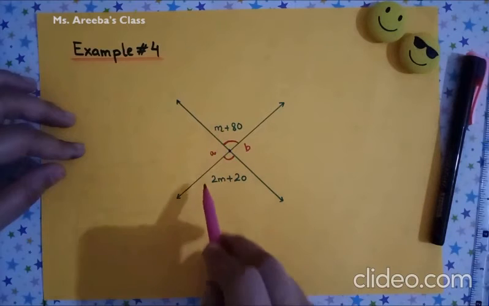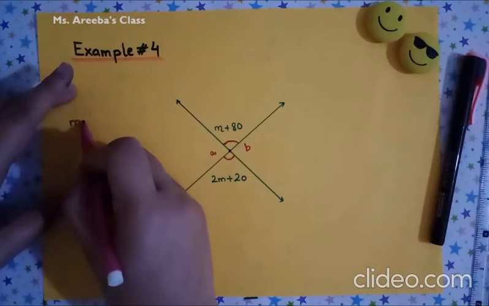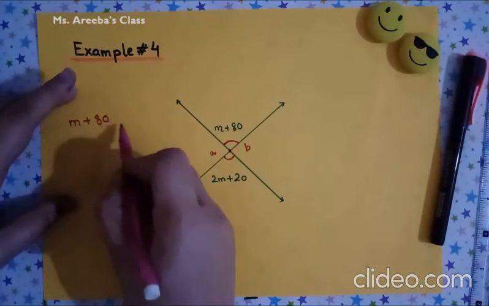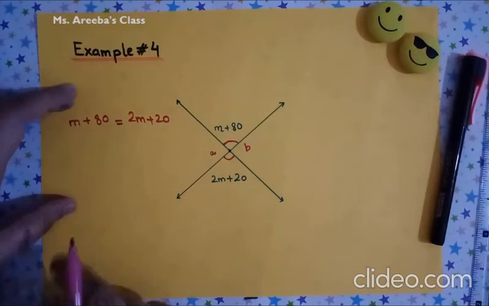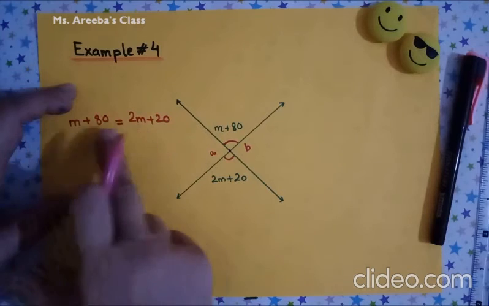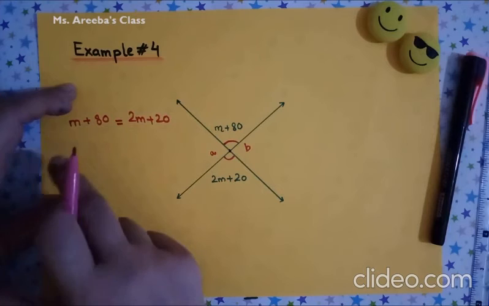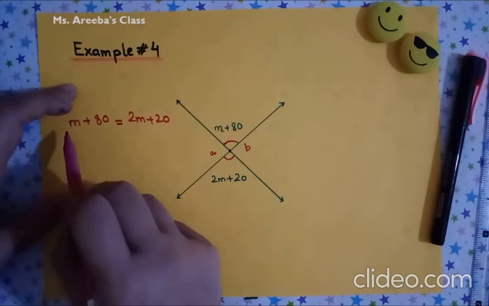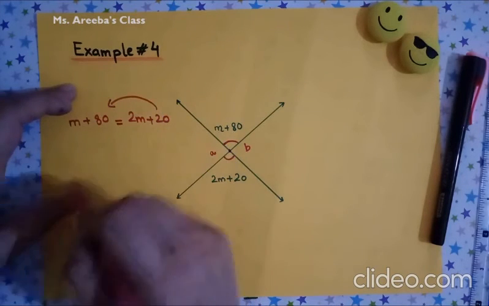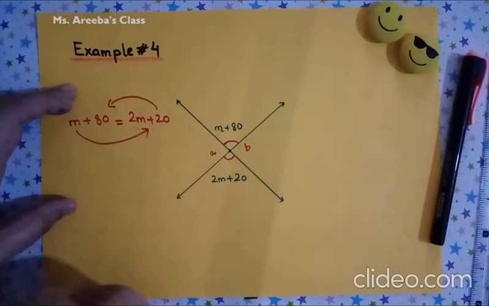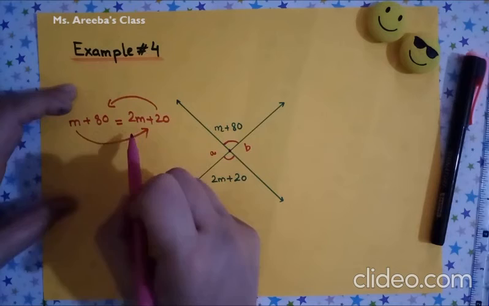And as their variables are the same, we can find it easily by putting them in an equation. M plus 80 degrees is equal to 2m plus 20. Now these both sides are the same because they are vertically opposite. Now we just have to move constants to one side and variables to the other side. So I am going to move 20 to this side and the smaller m to the other side because I want to keep this m, the bigger one, positive.